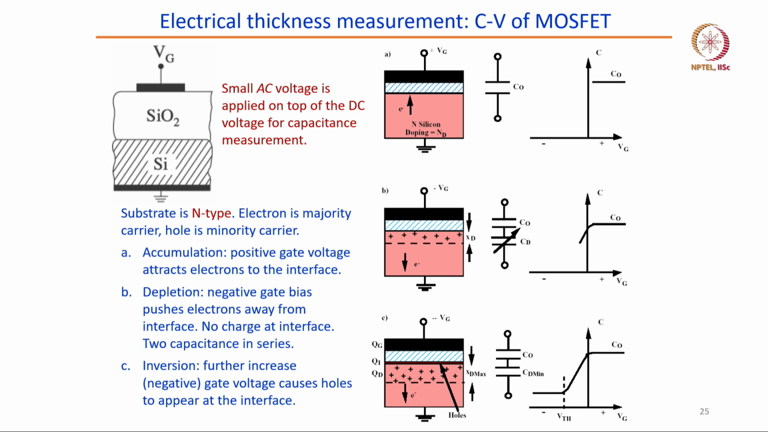What happens is there can be accumulation, there can be depletion, or there can be inversion. In accumulation, positive gate voltage attracts electrons to the interface, and in depletion, negative bias pushes electrons away from the interface. So, no charge at the interface, while in inversion, a further increase in negative voltage causes holes to appear at the interface.